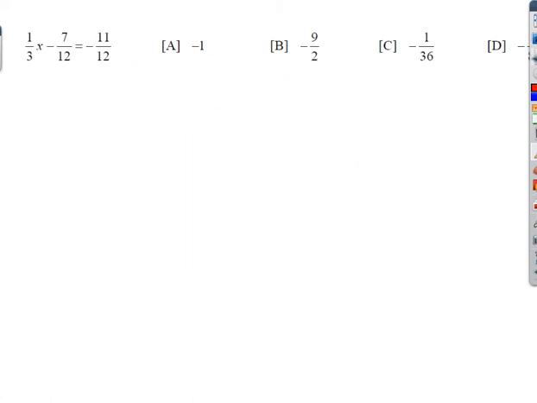Alright, well, look at that. See, I wasn't lying to you. There are the fractions over and over and over.